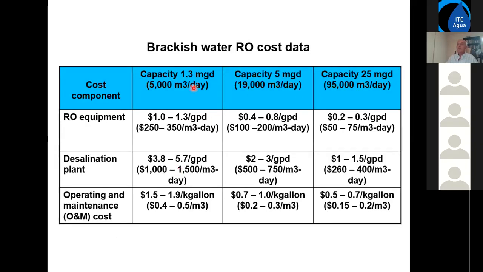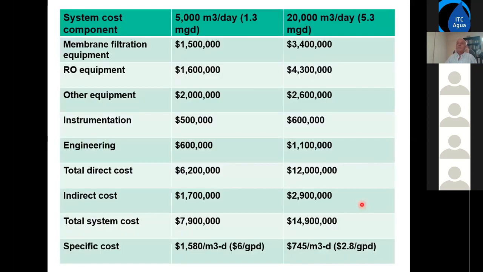So the brackish cost data, if we go to capacity 5,000, 19,000 or 95,000, the equipment cost per cubic meter goes down, and the cost of the plant also goes down. Operating and maintenance also goes down. So there's the economics of size. The larger plants cost less per unit water, per unit capacity costs less to operate. So this is an example of the 5,000 and 20,000 cubic meter per day, and we use the system components: membrane filtration, RO equipment, other equipment. In the end, we get the specific cost, which is almost half. Going to four times the capacity, the cost is half.